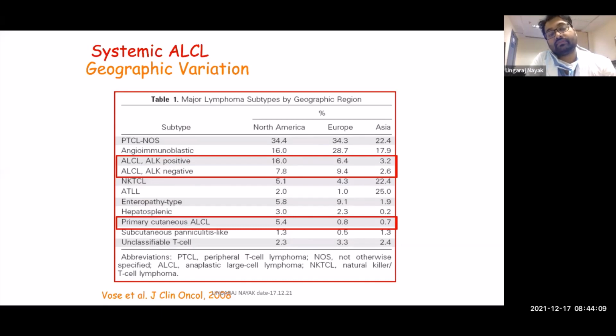And if you see the geographic variation, as I was discussing in my previous slide, it again depends on how people give their data. So if you see the Asian countries, the data of ALCL is very low. The incidence is low as per this International Lymphoma Project, and it is more in North American countries. And the NK T-cells are very common in Asian countries as compared to North American and European countries. So there is a bit of geographic variation, but by and large, it seems that ALCLs are common in North American countries as compared to Asian countries. But we have to see how many Asian countries are giving data to the project.